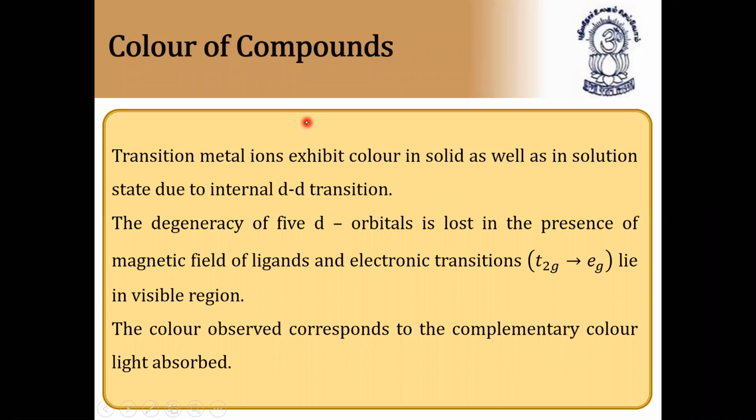Color of compounds. Already we have seen in the general properties that transition metal compounds exhibit color because of their unpaired electrons. Transition metal ions exhibit color in solid as well as in solution due to internal d-d transition. Why are they exhibiting color? Due to internal d-d electron transition. The degeneracy of d orbitals is lost in the presence of the field of ligands, and the electronic transition t2g to eg lies in the visible region.